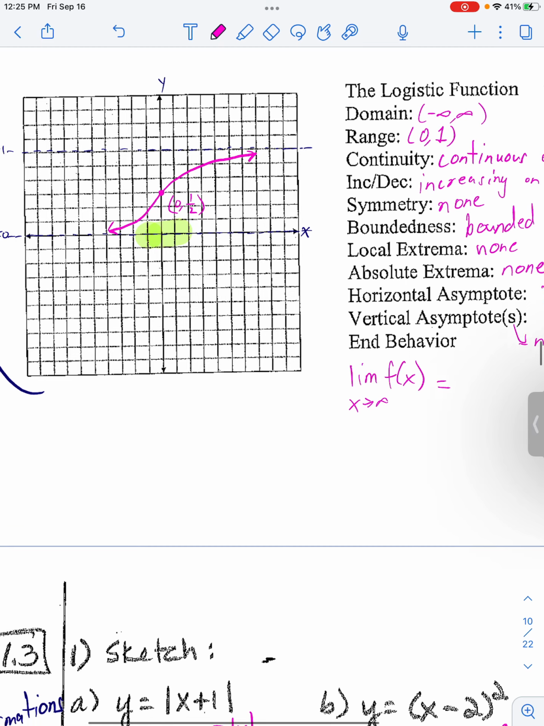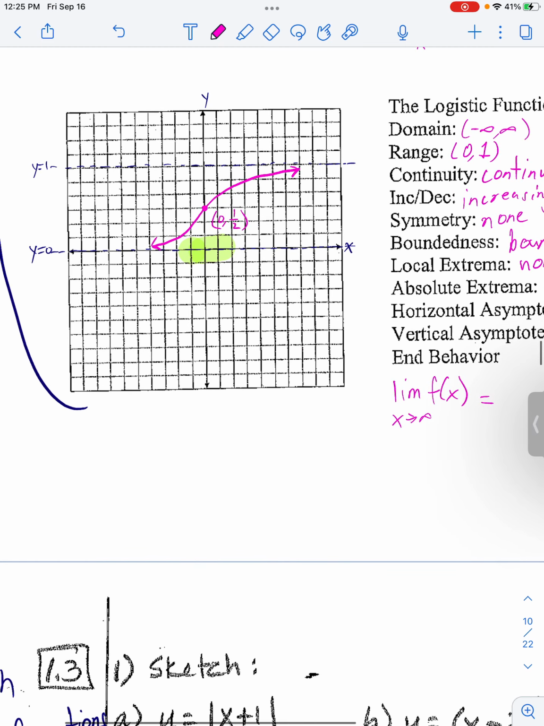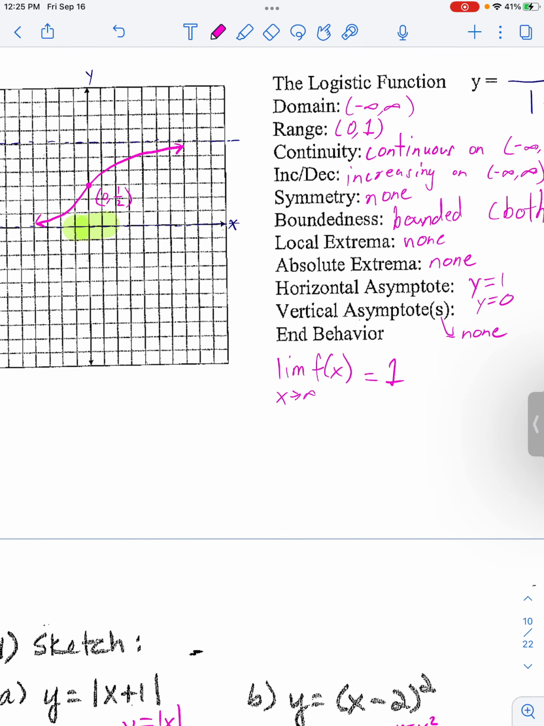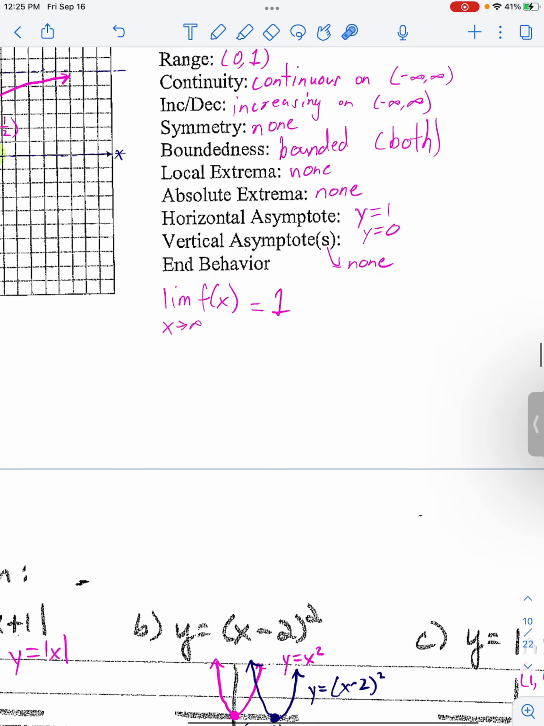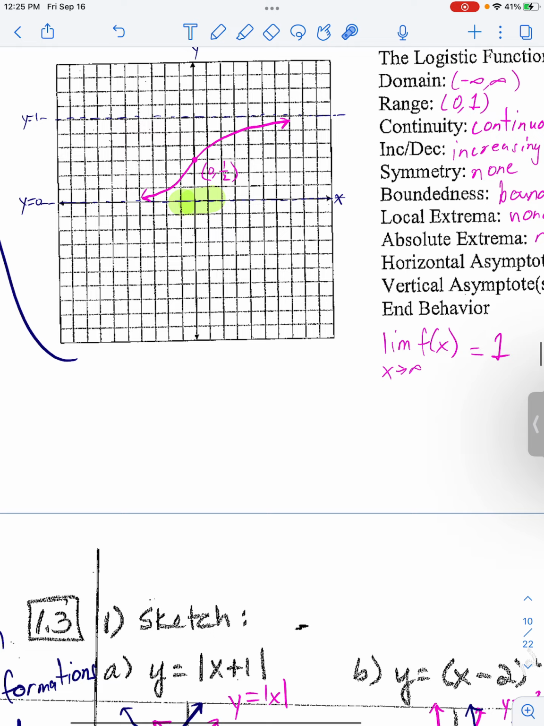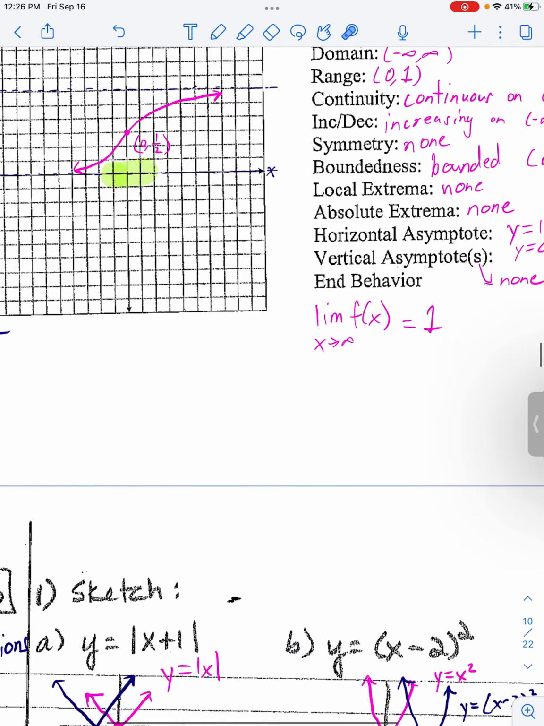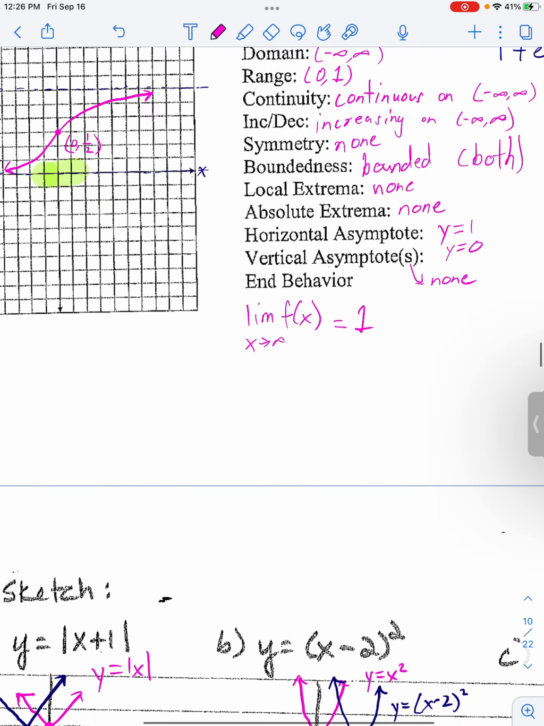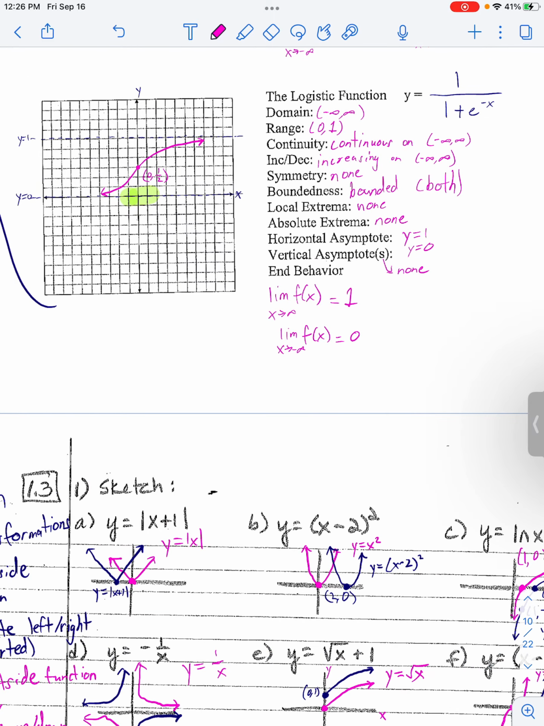The limit of f of x as x goes to positive infinity equals 1, right? As my x goes to the right forever, the graph up here gets closer and closer and closer to 1. And same as we go to the left, we get closer and closer to 0. So the limit of f of x as x goes to negative infinity equals 0. Okay? So that's logistic functions.